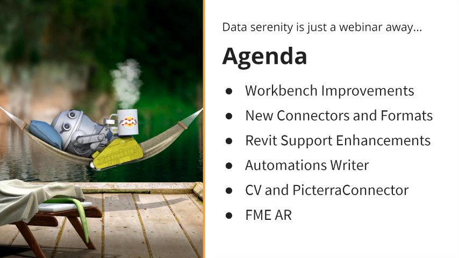So we're going to look at a few things today. We're looking at some of the stuff we've been up to on the Workbench side this year, as well as the new connectors and formats. We're going to zoom in specifically, and Andrew's going to show us a couple of things on the Revit side. There's been an enormous amount of effort on Revit, and we'll show a little bit there. Boy, I don't remember if we actually have an automations writer slide or not, but I'm hoping that somebody has one. When we practiced this, I know that there wasn't one, so we'll see. That's going to be a surprise to me. And lastly, we'll look at the stuff Dmitry's been up to around computer vision, machine learning, AI, and some FME augmented reality stuff.